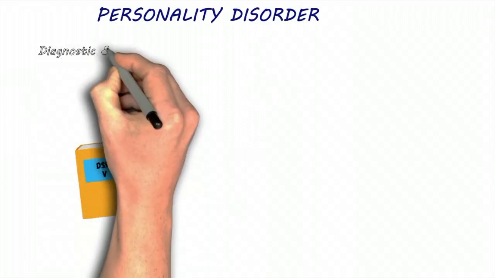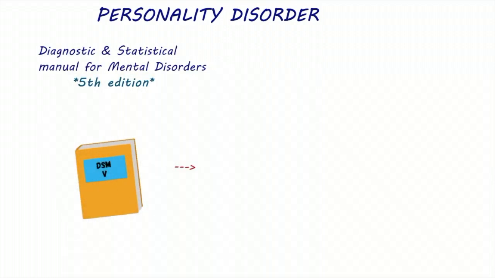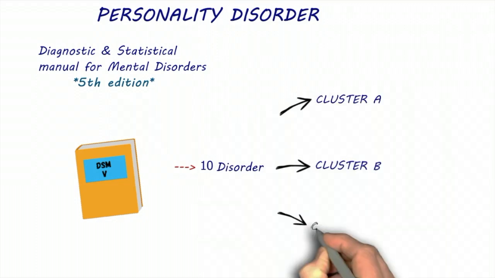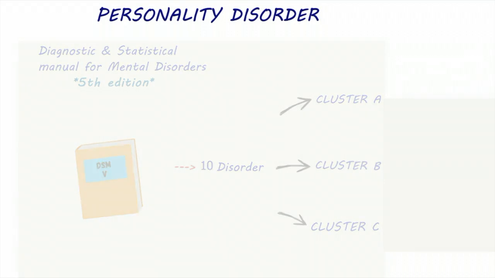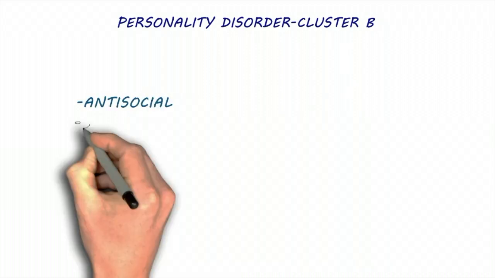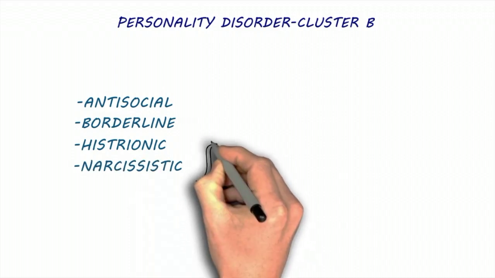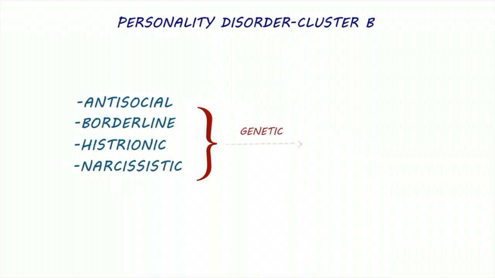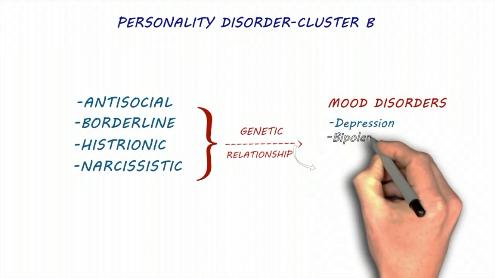The DSM-5, or the Diagnostic and Statistical Manual for Mental Disorders, the 5th edition, lists 10 personality disorders that are split into 3 different clusters, referred to as clusters A, B, and C. They used to be under the category Axis 2, but that way of organizing isn't really used anymore. Cluster B includes antisocial personality disorder, borderline personality disorder, histrionic personality disorder, and narcissistic personality disorder. All 4 of these have a genetic relationship with mood disorders like depression and bipolar disorder, as well as substance use disorders.